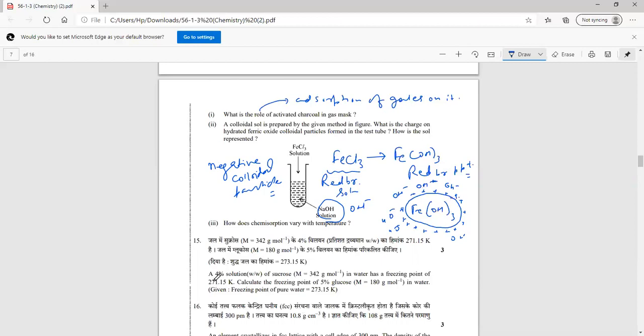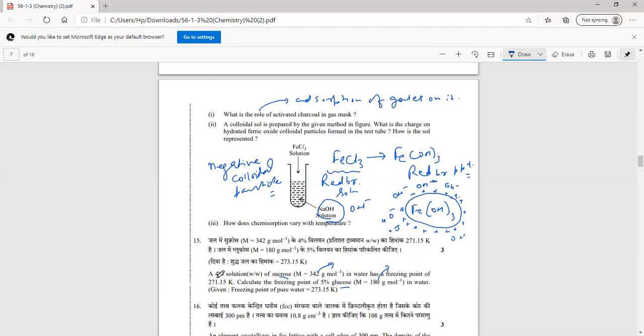Now here the question is from the solution chapter. 4% weight by weight sucrose, molar mass is this much, in water has freezing point this much. Calculate the freezing point of 5% glucose whose molar mass is this much in water. Now we know that depression in freezing point is a colligative property and does not depend upon the chemical property of the molecule. It depends upon the number of particles present, and the number of particles can be found out from the given mass.